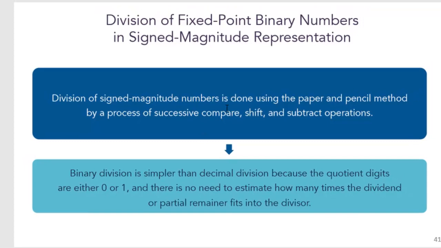Division of signed magnitude numbers is done using the paper and pencil method, by a process of successive compare, shift and subtract operations that we discussed in the division part 1 video. Binary division is simpler than decimal division because the quotient digits are either 0 or 1. So there is no need to estimate how many times the dividend or partial remainder fits into the divisor.